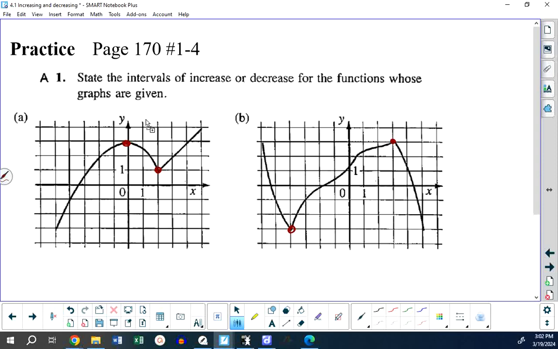Anyway, get to work on those. You've got about 15 minutes to practice some of these for tomorrow. Of course.